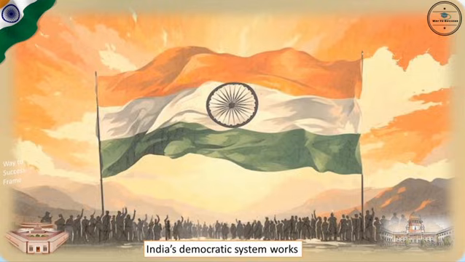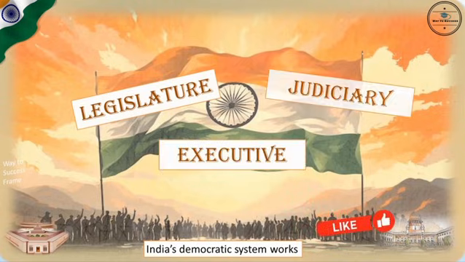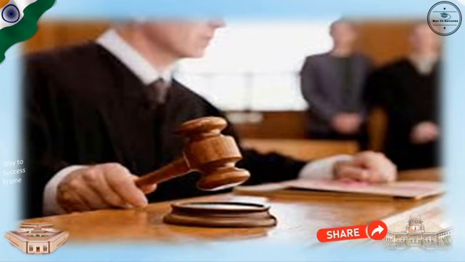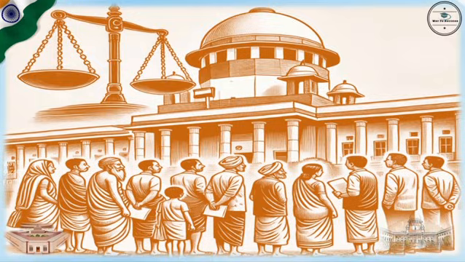Dear friends, in this chapter, we explored how India's democratic system functions through the legislature, executive, and judiciary, and how important decisions are made. I hope this video has helped you understand the chapter clearly and with confidence.